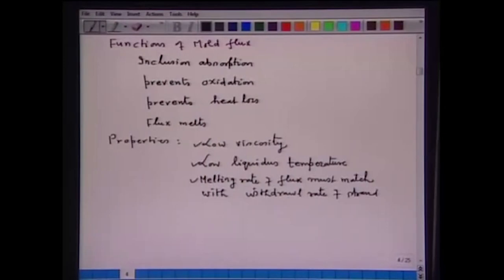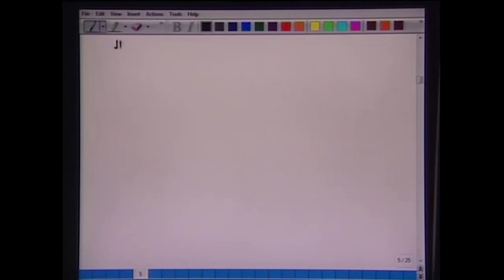Now, the flux may consist of MgO, MnO, FeO, K2O, and sometimes carbon powder is added into the flux. So, this is about the heat transfer in the mold.